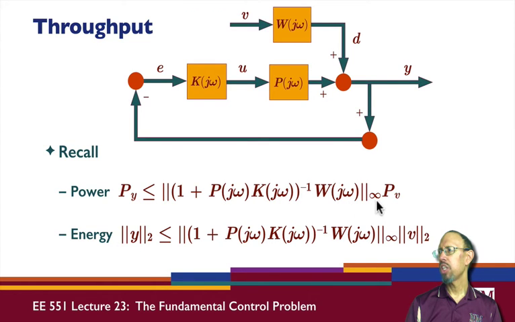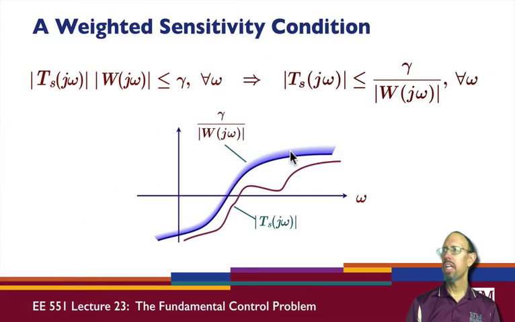And notice we have the infinity norm of this transfer function, which is the maximum magnitude over all frequencies of this transfer function. Okay, so we have that. Notice it's the same norm in both cases, whether it's a power signal or an energy signal. So what we would do then is we would look for when the product of the magnitudes of the sensitivity function and the weighting function is less than or equal to some constant gamma.